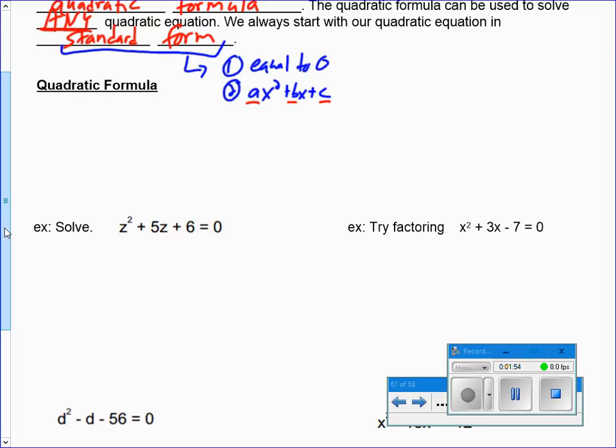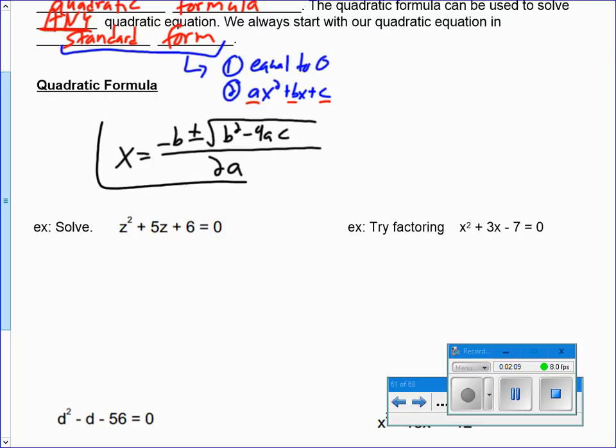So here's the quadratic formula. X equals negative b plus or minus square root b squared minus 4ac all over 2a. So we're going to use this formula to do a couple of these example problems, and you'll see how the formula works.